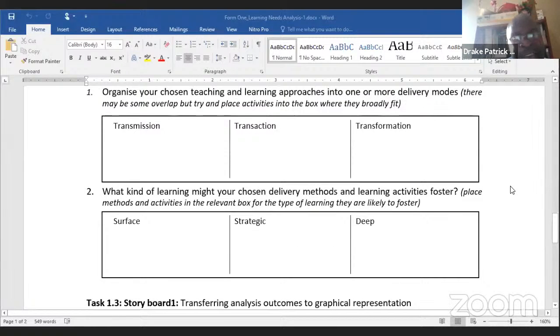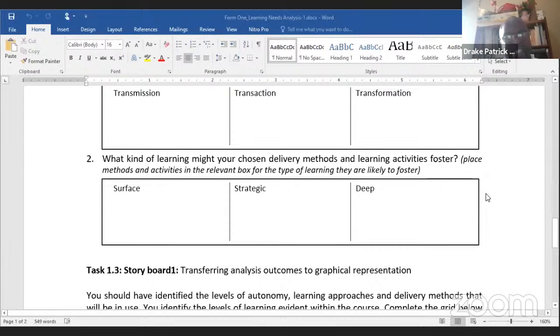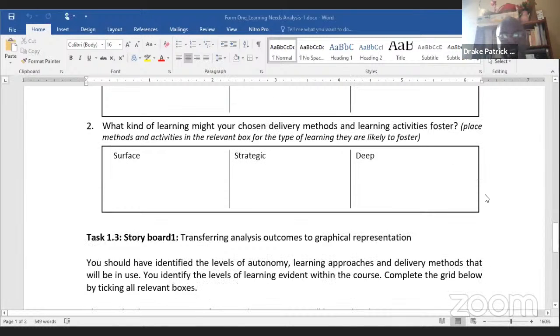Then what kind of learning might your chosen delivery method and learning activity foster? What would you like to see? In principle, if you see this tool, you'll see a slightly one-to-one mapping. Transmission largely leads to surface learning, transactions oftentimes lead to strategic learning, and transformation oftentimes leads to deep learning. So you try to map your activities in the delivery mechanism to the desired learning outcome you'd like to see.